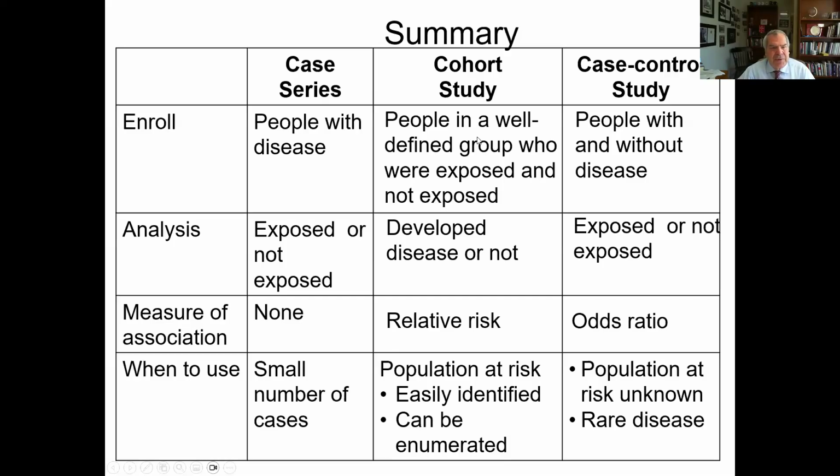A cohort study is people in a well-defined group who were exposed and not exposed. They could develop the disease or not develop the disease. That's what you're looking at. We're able to calculate a relative risk because we can determine incidence. And again, the population at risk can be identified and understood.